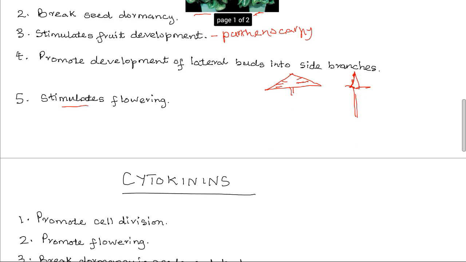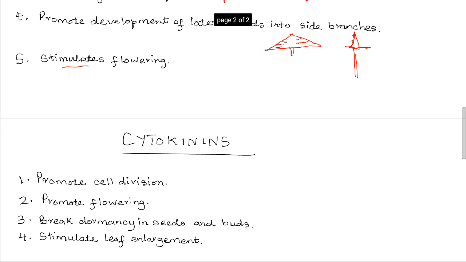Another hormone is also a group of closely related chemical substances that are known as cytokinins. Cytokinins are produced at the root tips, and the effects are promotional. They promote various aspects of growth by interacting with auxins. These promotions include cell division, flowering, and through cell division, cytokinins help to break dormancy in seeds and buds. Cytokinins also stimulate the enlargement of leaves.